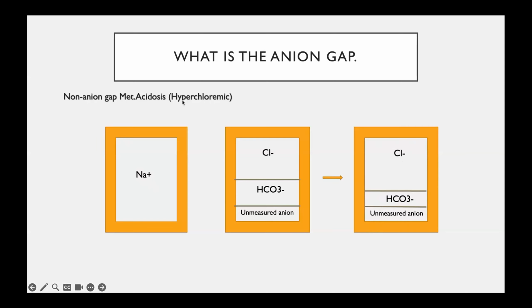So sometimes you call it a hyperchloremic acidosis, right? Chloride will be higher than the usual level; 103 or 104 is normal. If it is 115 or 120, then you have to suspect that non-anion gap acidosis is present. You can check the bicarbonate also.